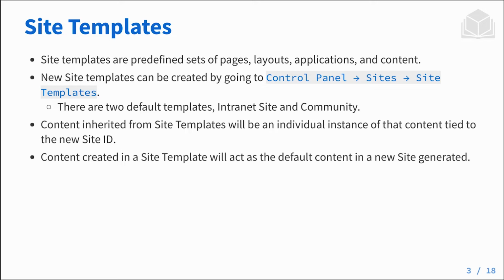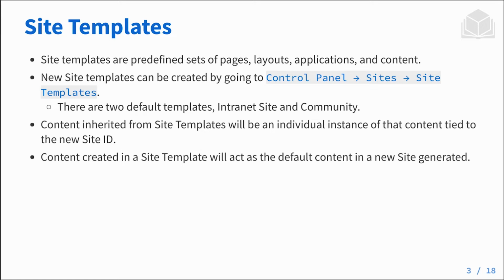Now, there are two default site templates on the platform already, and these sort of demonstrate how you can use site templates differently for those public or private pages. You have an intranet site template and a community site template. Okay, community obviously would be intended for public pages, and intranet would be intended for private pages. Okay, you can create these site templates and create any number of pages that you need.